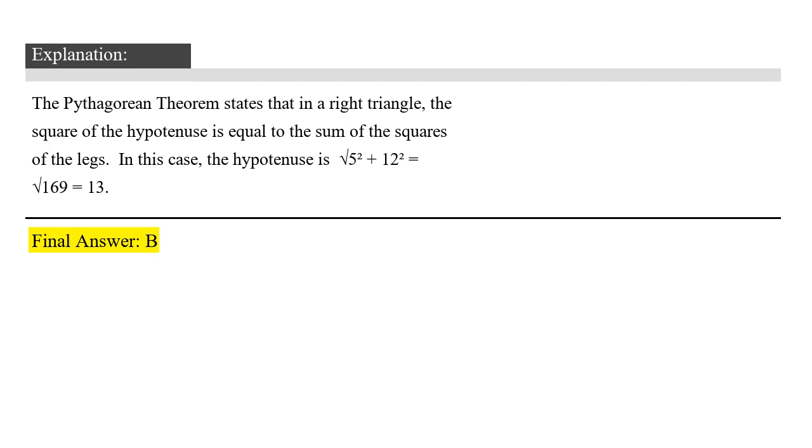The Pythagorean theorem states that in a right triangle, the square of the hypotenuse is equal to the sum of the squares of the legs. In this case, the hypotenuse is the square root of 5 squared plus 12 squared, which equals the square root of 169, which equals 13.